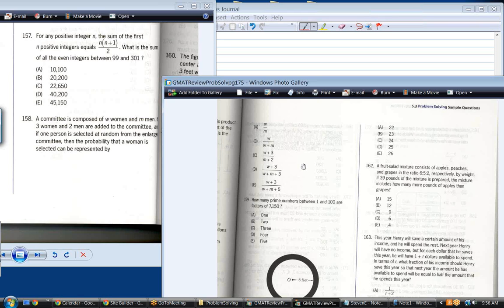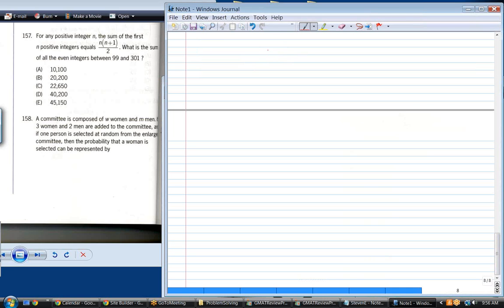Okay. And then say we add 3 women and 2 men. So what's our total people now? As far as we can see, the total is 5. No, it's W plus M, because those are numbers. We just don't know what they are. Plus 5. Oh, but see, because 3 women and 2 men were added. So in other words, if there were 10 women and 15 men, we've added 5 people. So this is the total.